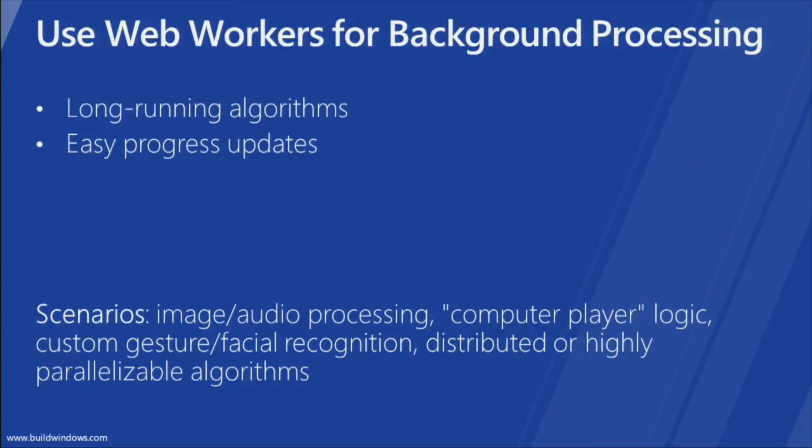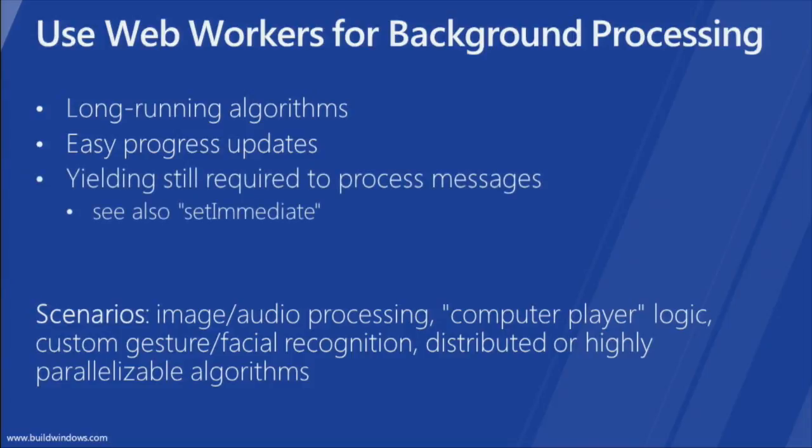Web workers can continue executing long-running algorithms at full speed while sending progress notifications back to the UI thread at the same time. It's important to note that a web worker will not be interrupted by incoming messages. To process a message, a web worker first must yield control back to the message loop. On a related note, a new setImmediate API is useful for making the yield and resume programming pattern much more efficient.